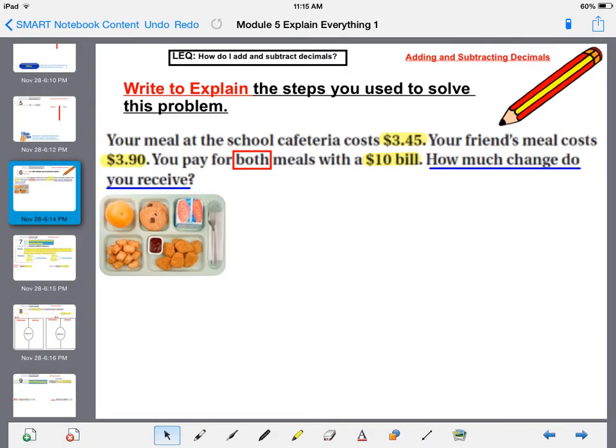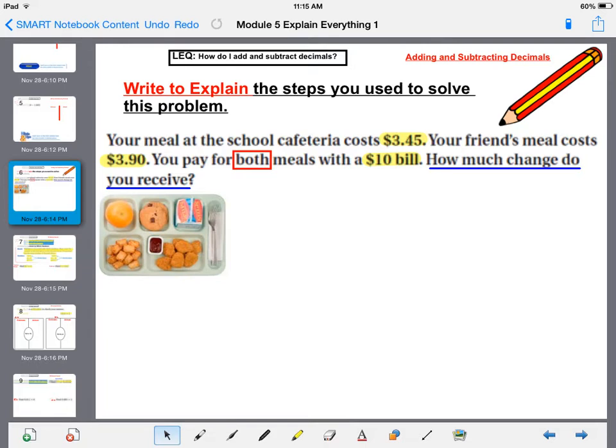Now we're going to apply what we know about adding and subtracting decimals in this real world problem. Your meal at the school cafeteria costs $3.45. That's important. Your friend's meal costs $3.90. You pay for both meals with a $10 bill. How much change do you receive?